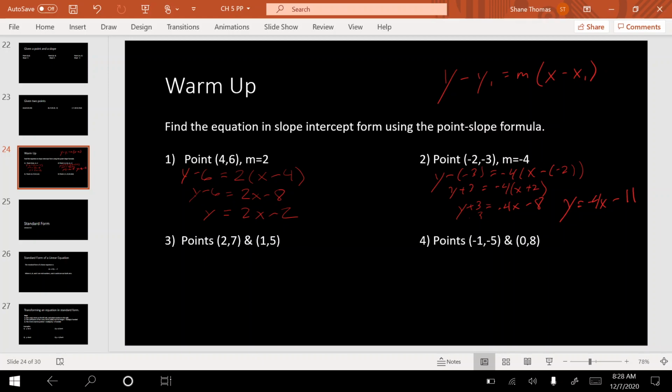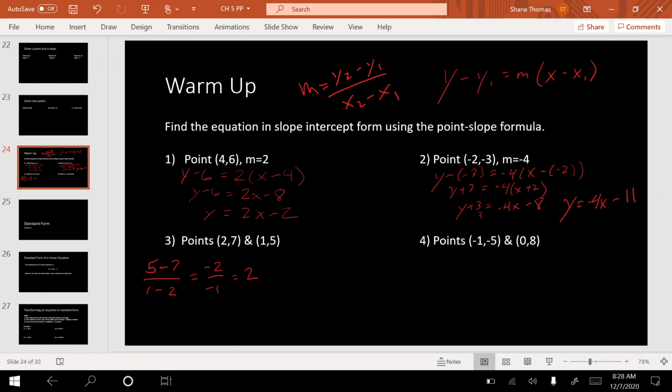Okay. All right. Now, 3 and 4. We have to find our slope first. So to find our slope, we use our slope formula. Our slope formula is m equals y2 minus y1 over x2 minus x1. Okay? So, start by finding our slope. So we're going to have 5 minus 7 over 1 minus 2. That's going to give me negative 2 over negative 1, or just a positive 2. Is that what we had?